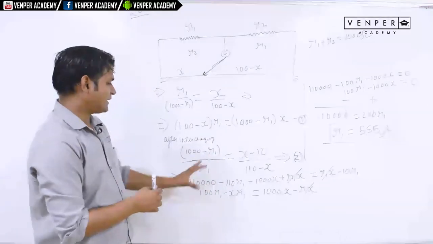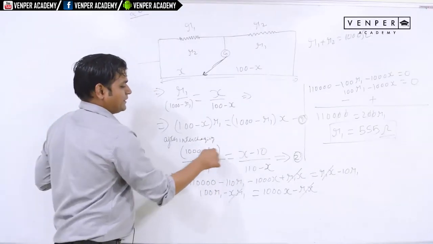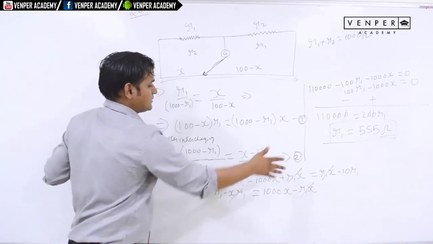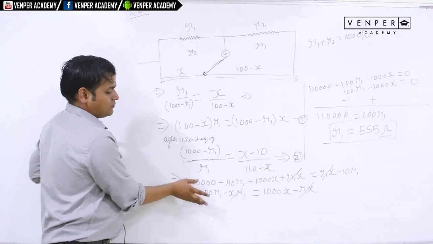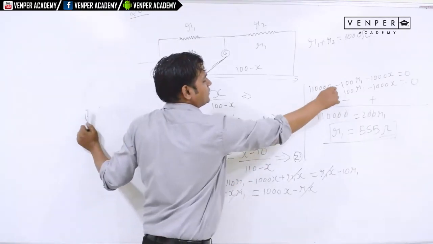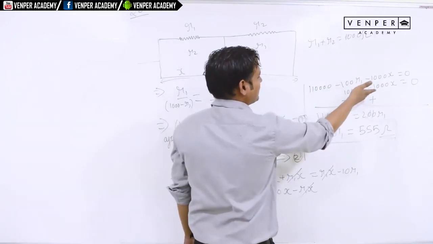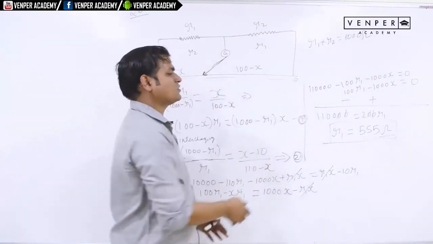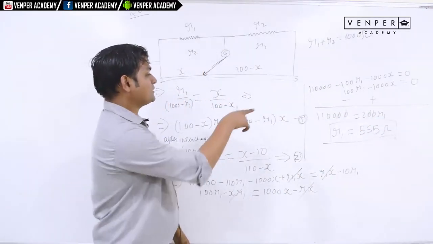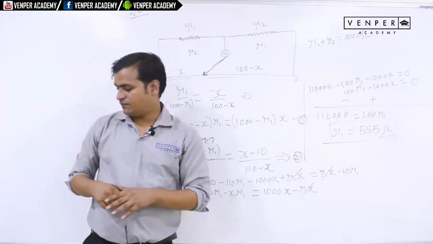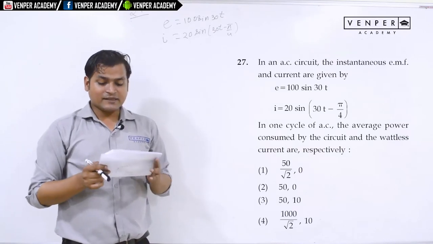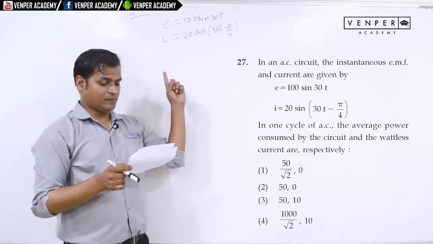Then you will get R1 equal to 555 ohm. It is simply that calculation: I just cross multiplied here, and you will see that some of the values get cancelled out. After subtracting these two equations and that cancellation, you will get two equations, simple linear equations in two variables. Just solve that and you will get R1 as 555 ohm. Clear? So the correct answer here, R1, is 555 ohm.